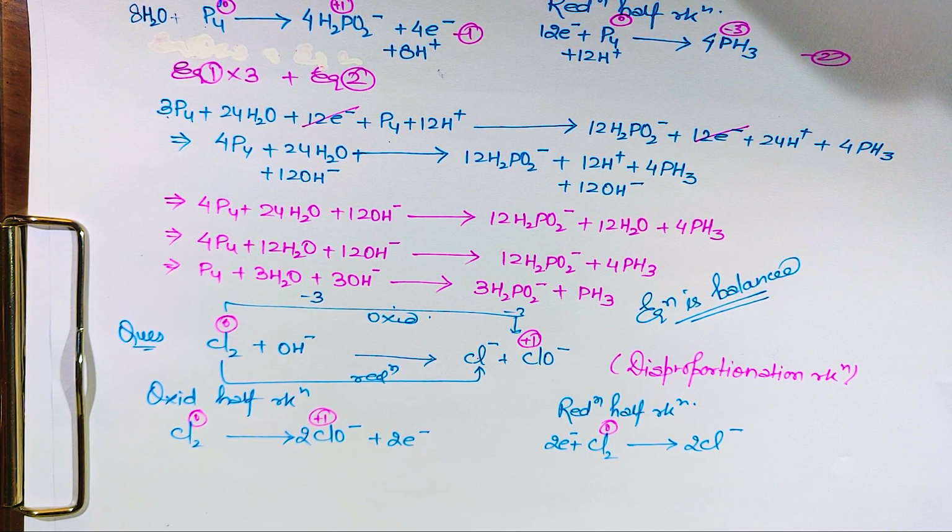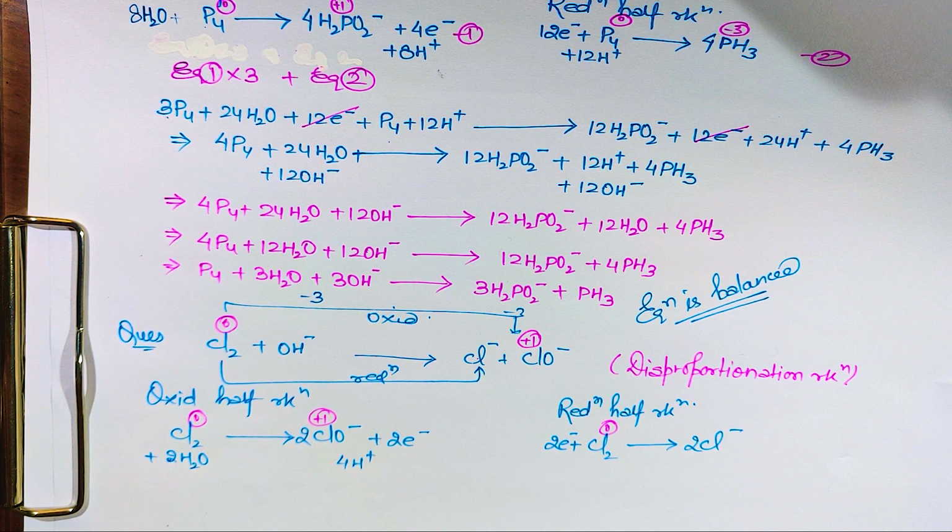Now balance the oxidation oxygen. Oxygen is 2 here and there is none on the other side, so you have to add 2 H2O. Clear? To balance hydrogen, add 4 H plus on this side. Clear? Now in this case there is nothing to balance. So let it be.